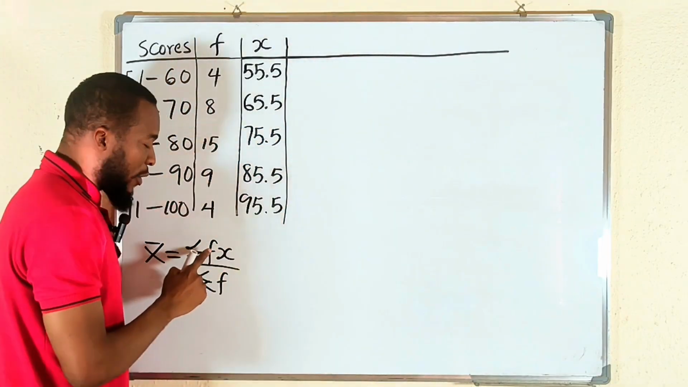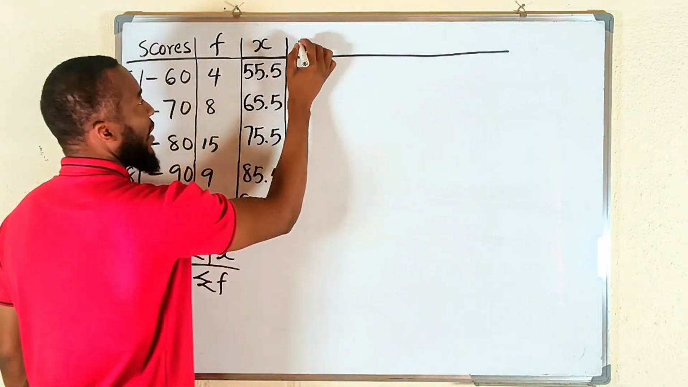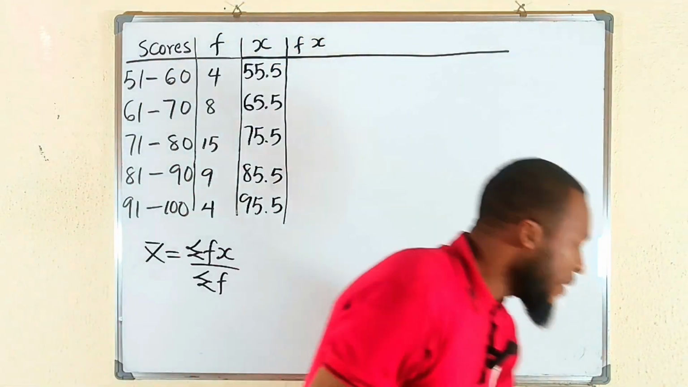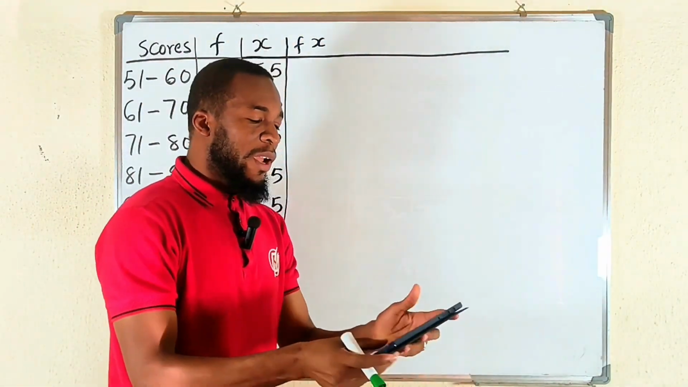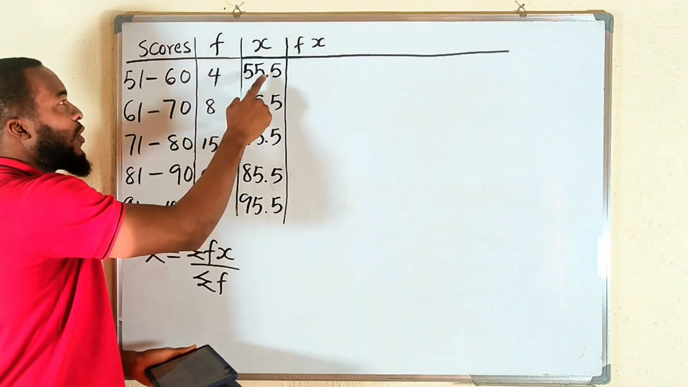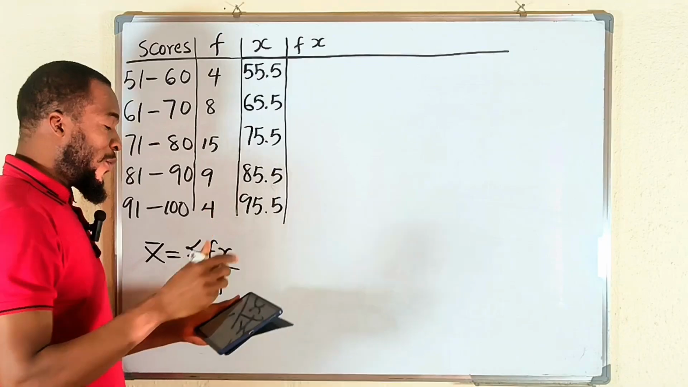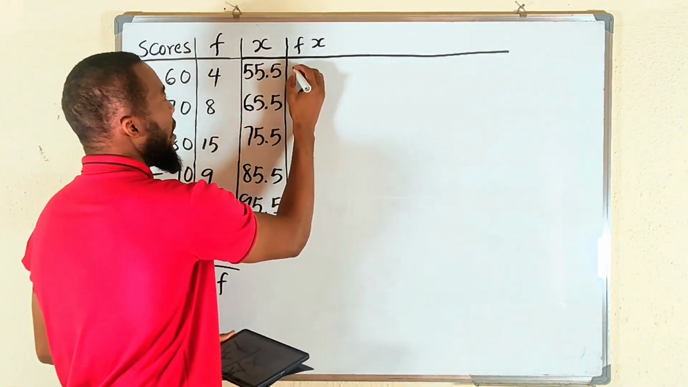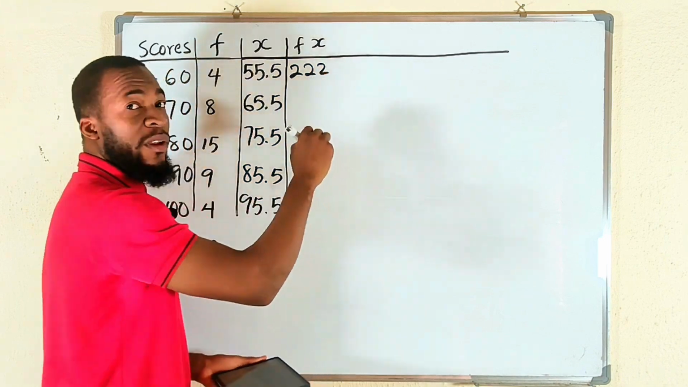Now the next one we are going to form is fx, f multiplied by x. I have everything here because it takes time, so let me just summarize it. If you take f, you multiply by x, you write it here. Do that for all of these. So the first one is 222. You can take your calculator and confirm.